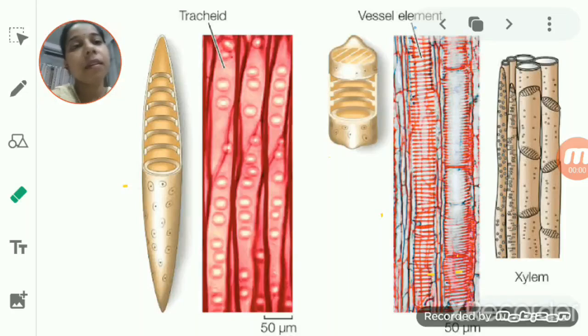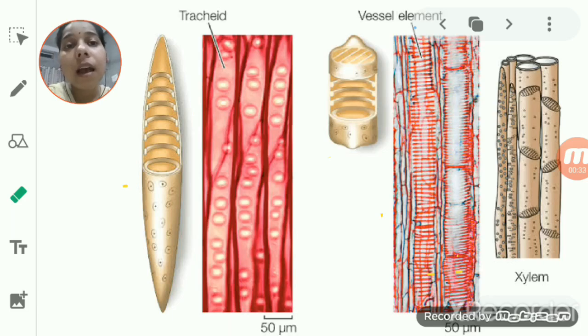Hello students. So yesterday we studied the first complex permanent tissue, and that is xylem. Xylem is called a complex permanent tissue because it is made up of more than one type of cell. The four xylem elements are xylem vessels, tracheids, xylem parenchyma and fibers. The fibers are sclerenchymatous cells.